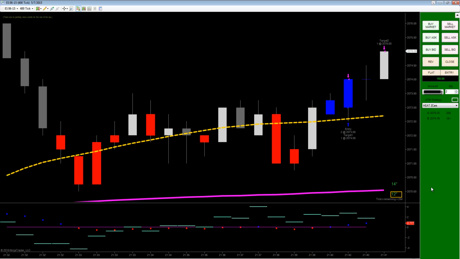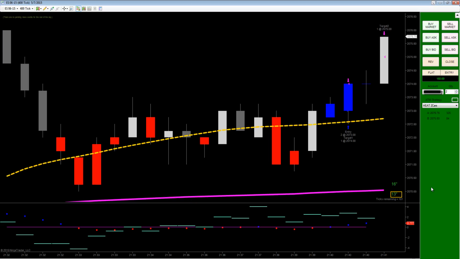Profit target filled. Alright, nice winner here for the first 15 minutes of the morning. Very good. Let's see if we can get some other trades in today.